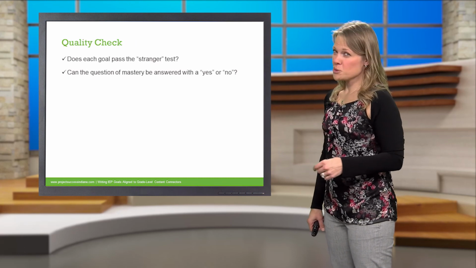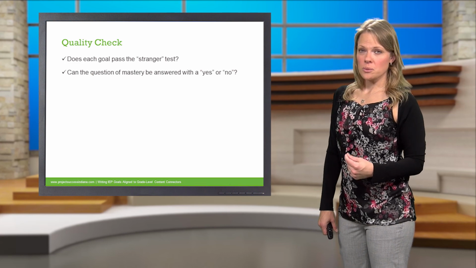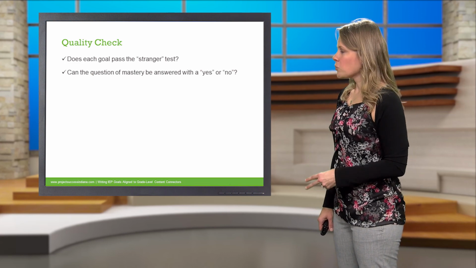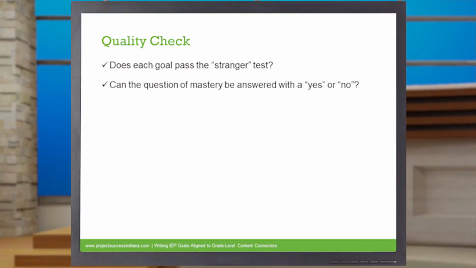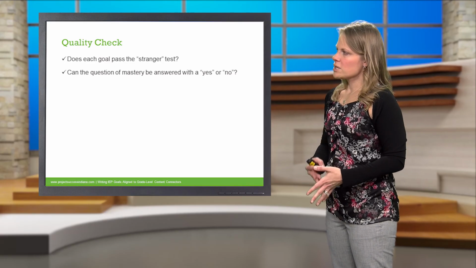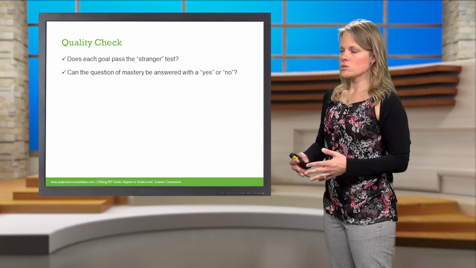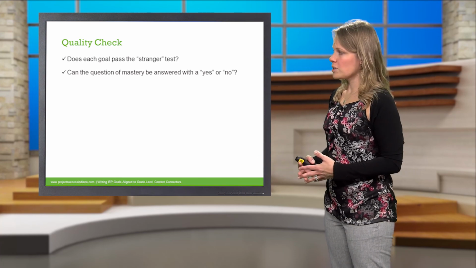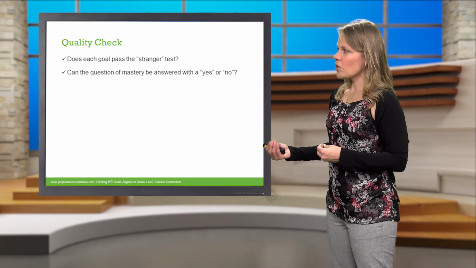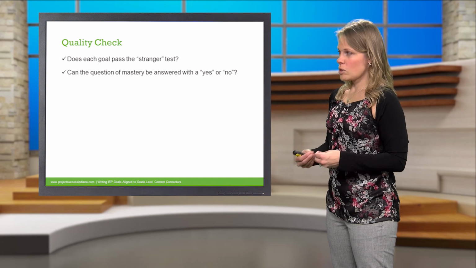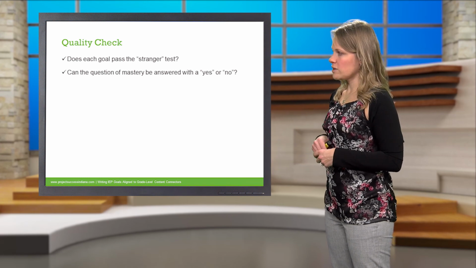Quality check. We always want to do a quality check after we've developed an annual goal. 2 big main important things. 1, does each goal that you've written pass that stranger test? What we talked about earlier, this student may be going to a different district at some point. This student may, as they go on from elementary to middle to high school and so forth, they'll be getting new teachers throughout their educational career. Will those people understand exactly what you mean for each of those goals that you've developed?